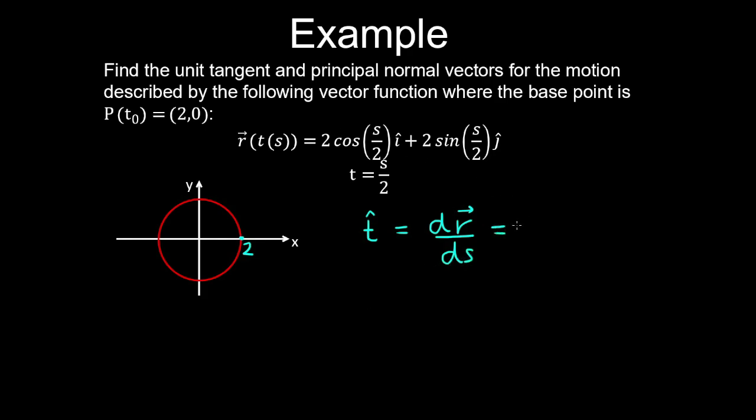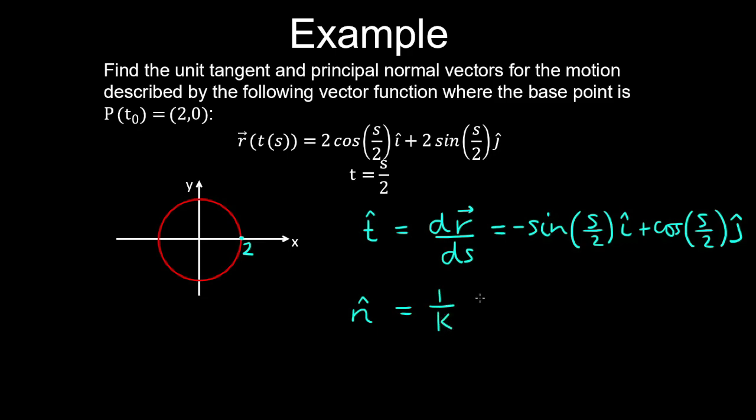So that gives minus sine s on 2 in the i direction plus cosine s on 2 in the j direction. And the principal normal vector is the reciprocal of the curvature by the derivative of the unit tangent vector with respect to the arc length parameter.